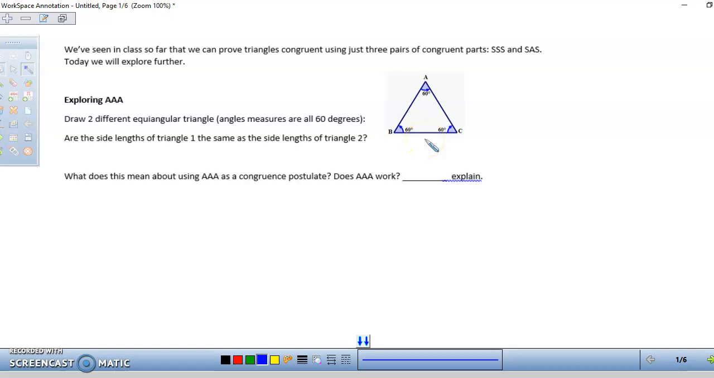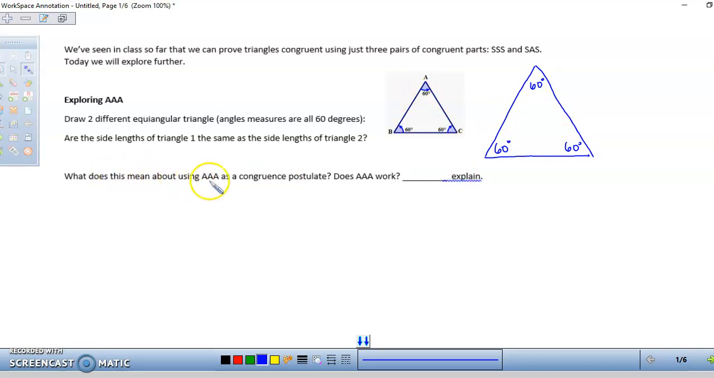Okay, so I'm going to draw another one. I thought I was going to be able to copy this and then size it up for you, but it's not working. So I'm going to draw another one for you. But this time, it's going to be proportional to the first one, but very obviously not the same size. So this could also be a triangle with three 60-degree angles. And they are very obviously not congruent to each other. They are not the same size triangles, but they have the same angle measures.